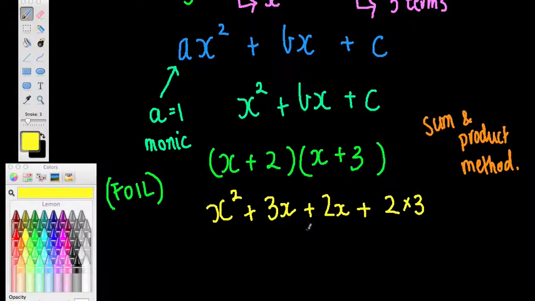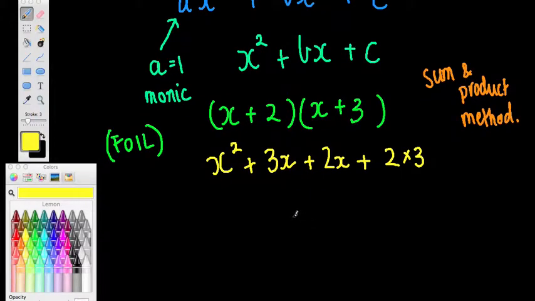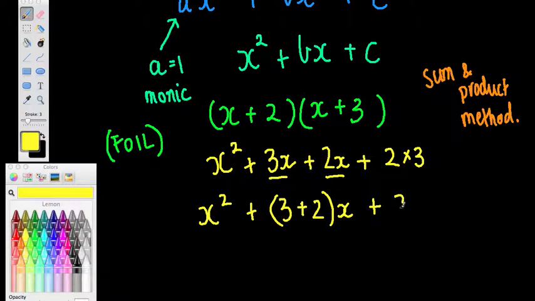Now finally, to simplify, what I would do is collect like terms. And as you can see, I've got an x term here and I've got another x term there. So this would be 3 plus 2x, so it would be 5x. But just for the moment, I'm just going to write it like this, just so I can show you where our sum and product method comes from.